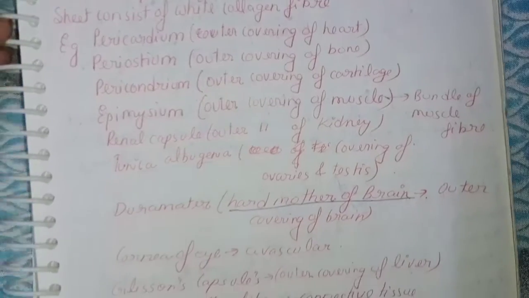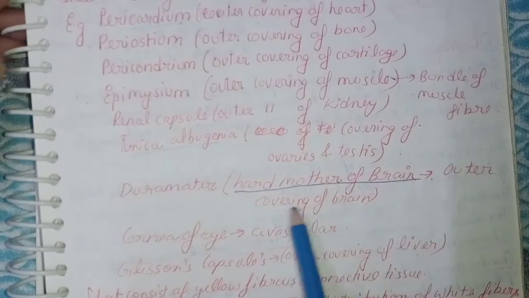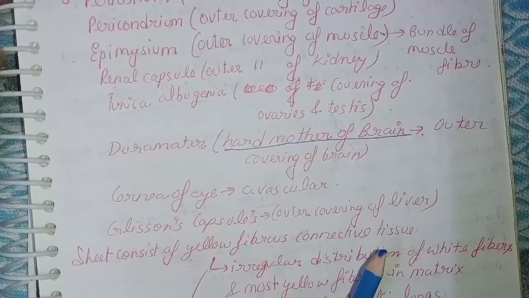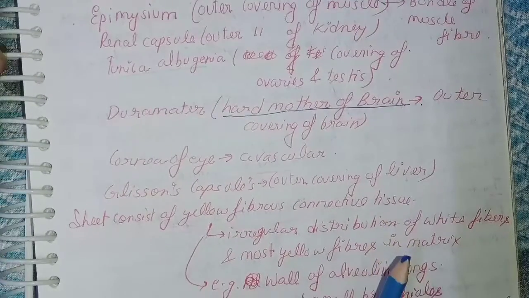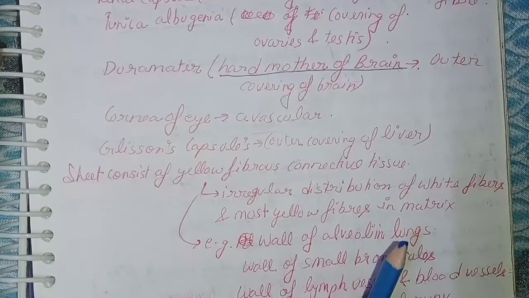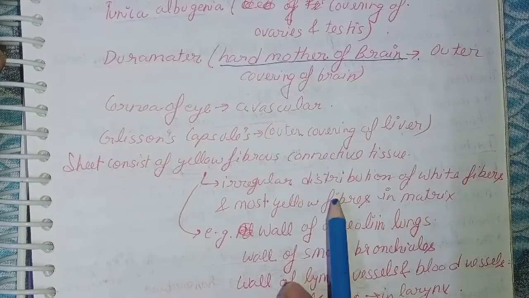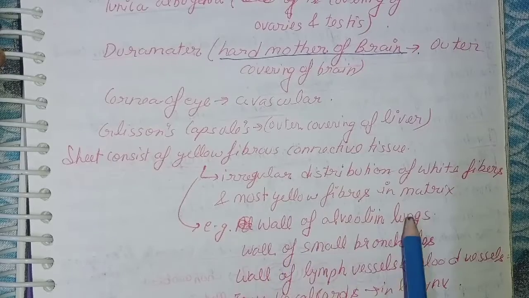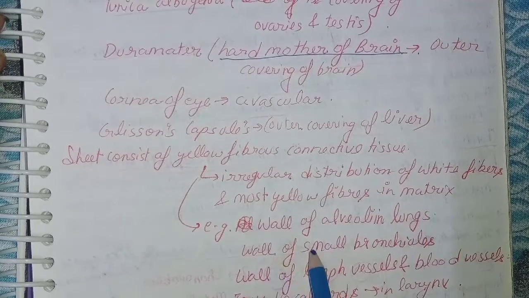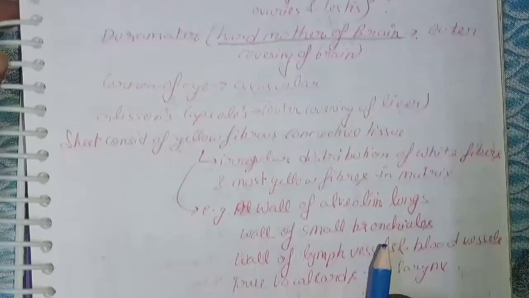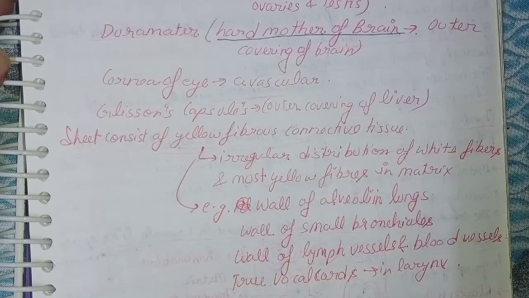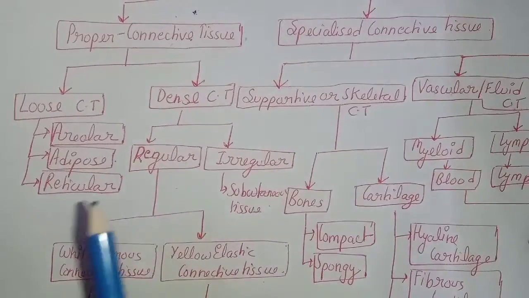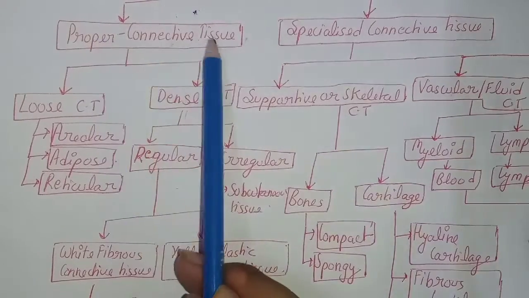Dura mater is the hard mother of the brain, the outer covering of the brain. Cornea of the eye, which is avascular. Glisson's capsule, the outer covering of the liver. Sheets consist of yellow fibrous connective tissue, with irregular distribution of white fibers and mostly yellow fibers in the matrix. Examples are the wall of alveoli in lungs, wall of small bronchioles, wall of lymph vessels and blood vessels, and true vocal cords in the larynx. So this completes our today's topic on proper connective tissue.